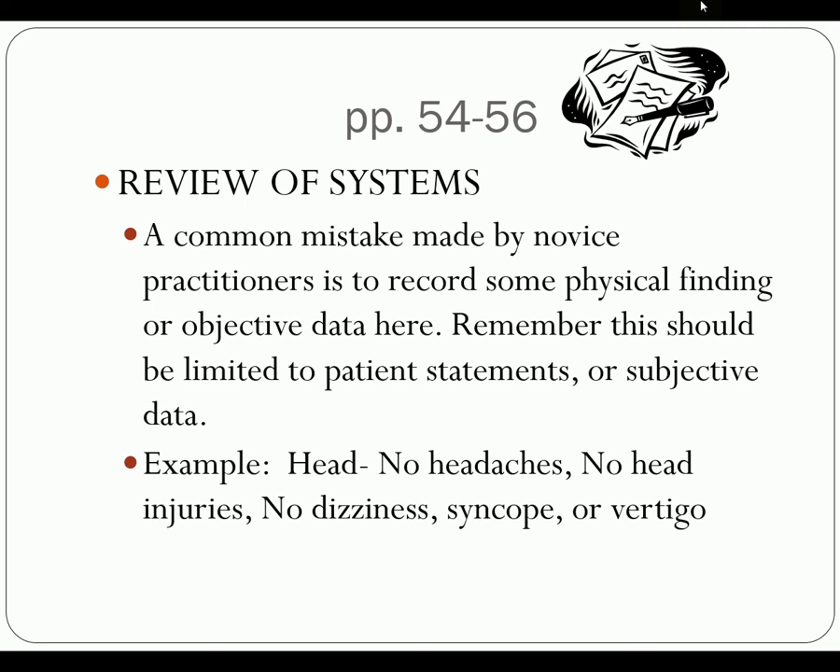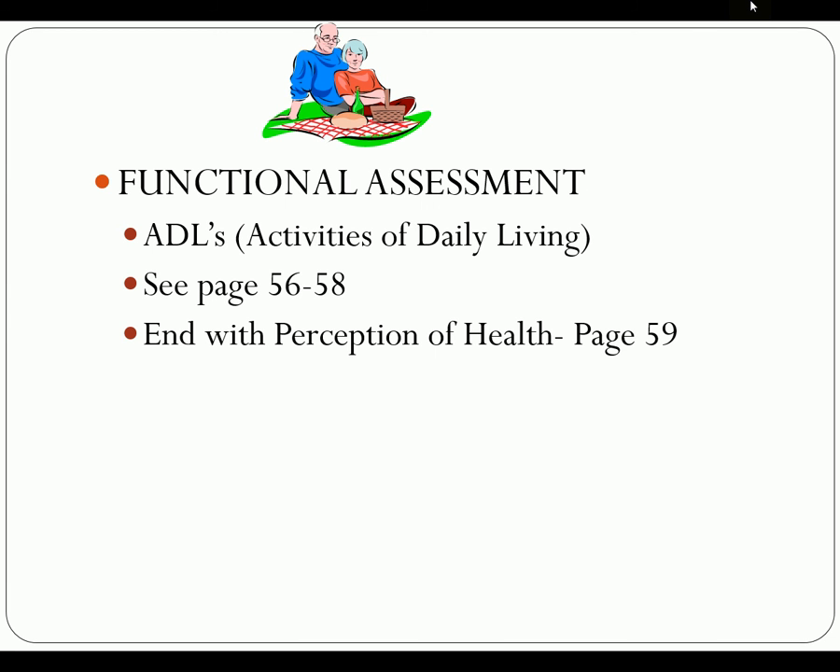All right. Then we go to the functional assessment. The functional assessment is about asking about their activities of daily living. This is on pages 56 through 58, and it ends with the perception of health on page 59. If you're looking on page 56, you have to include all of these. If you look at the example in the back of the book, which we'll go over in a little bit, it has left some of these off. If you leave them off, you will not get full credit for this section.